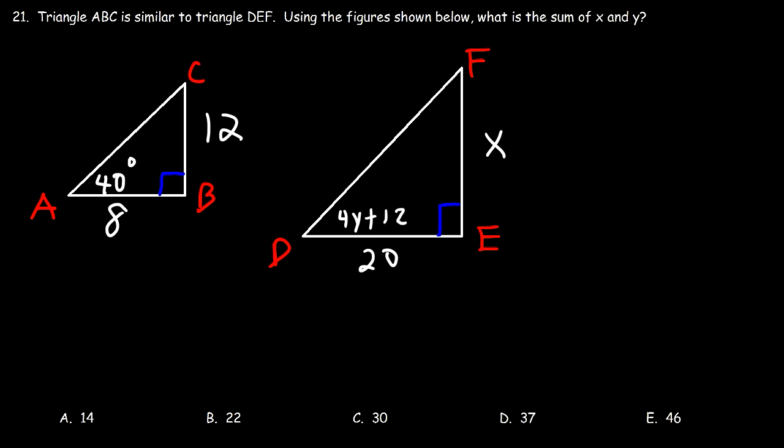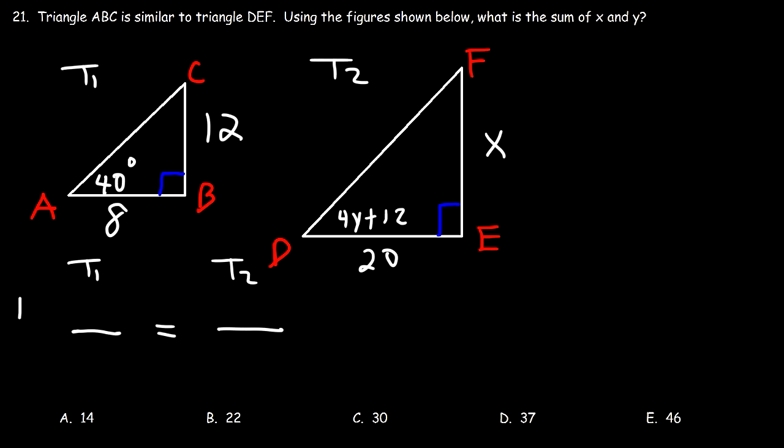21. Triangle ABC is similar to triangle DEF. Using the figures shown below, what is the sum of x and y? Now, if the triangles are similar, that means that their sides are proportional. So we can set up a proportion. Now, this can help you. In the first fraction, I'm going to put the information for triangle 1, and for the second fraction, triangle 2.